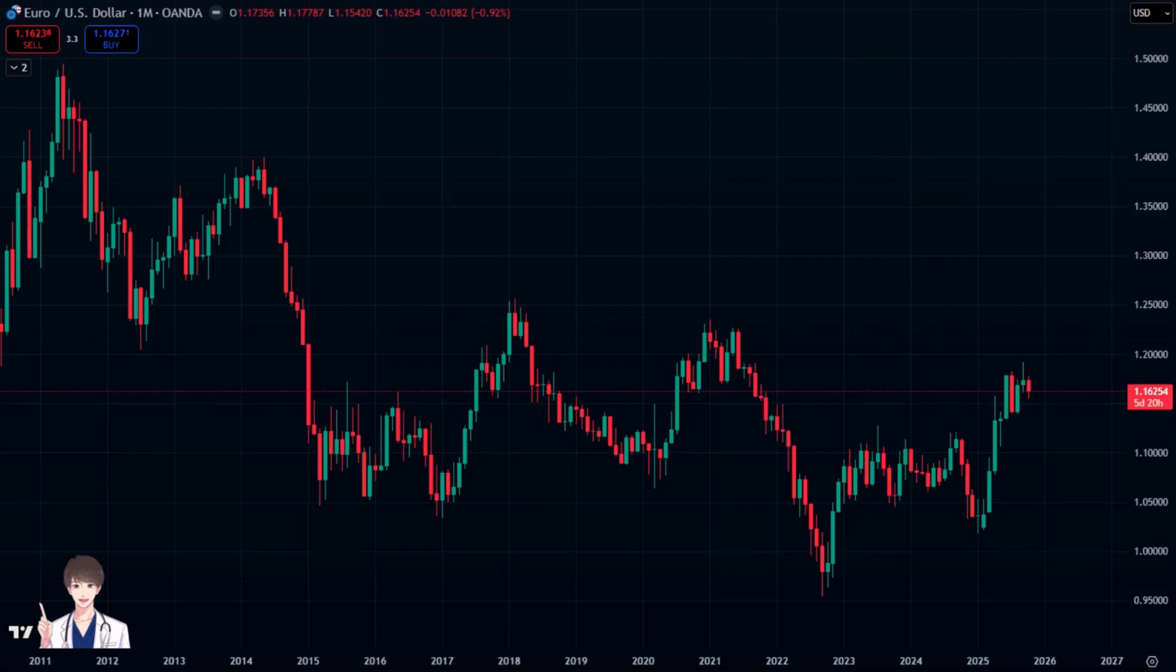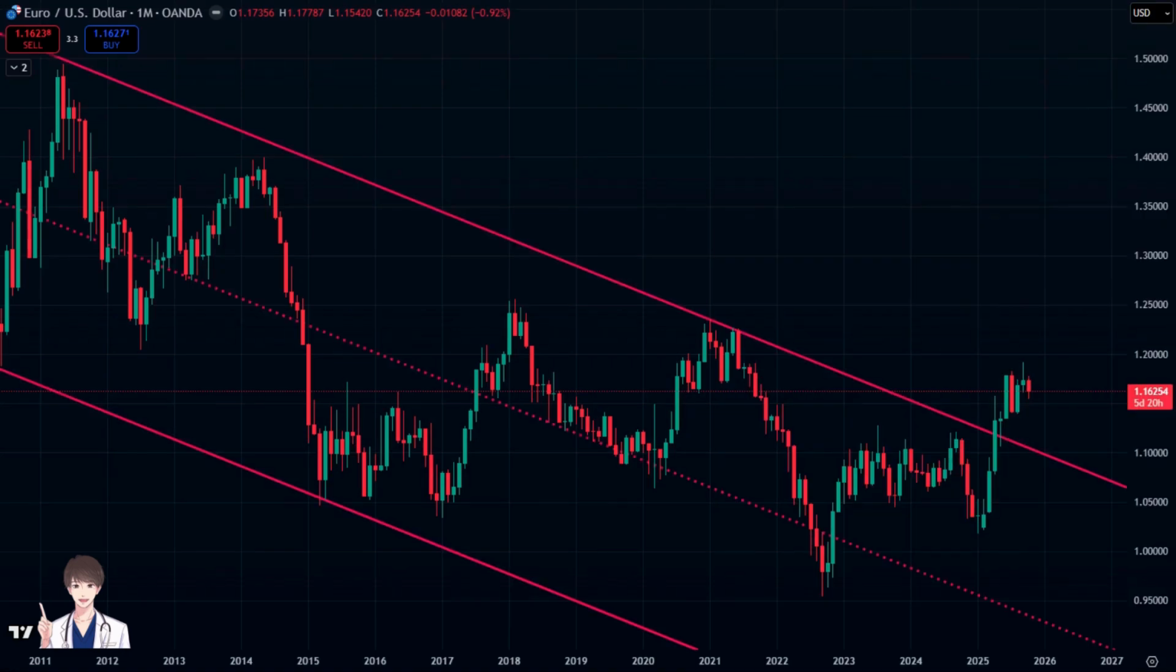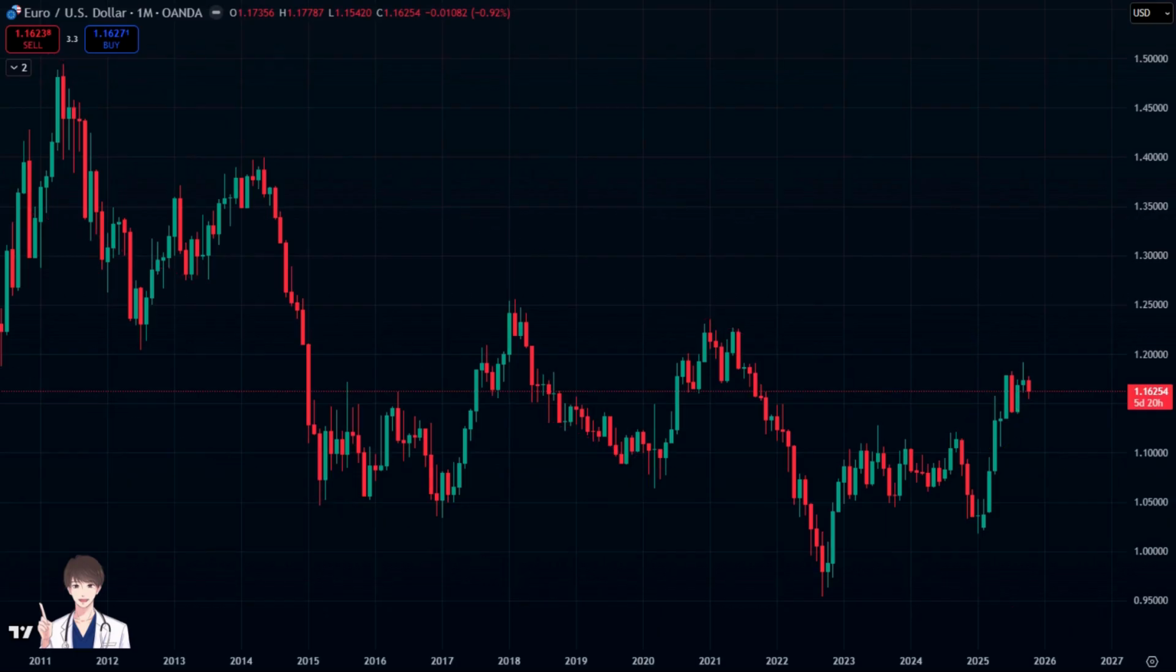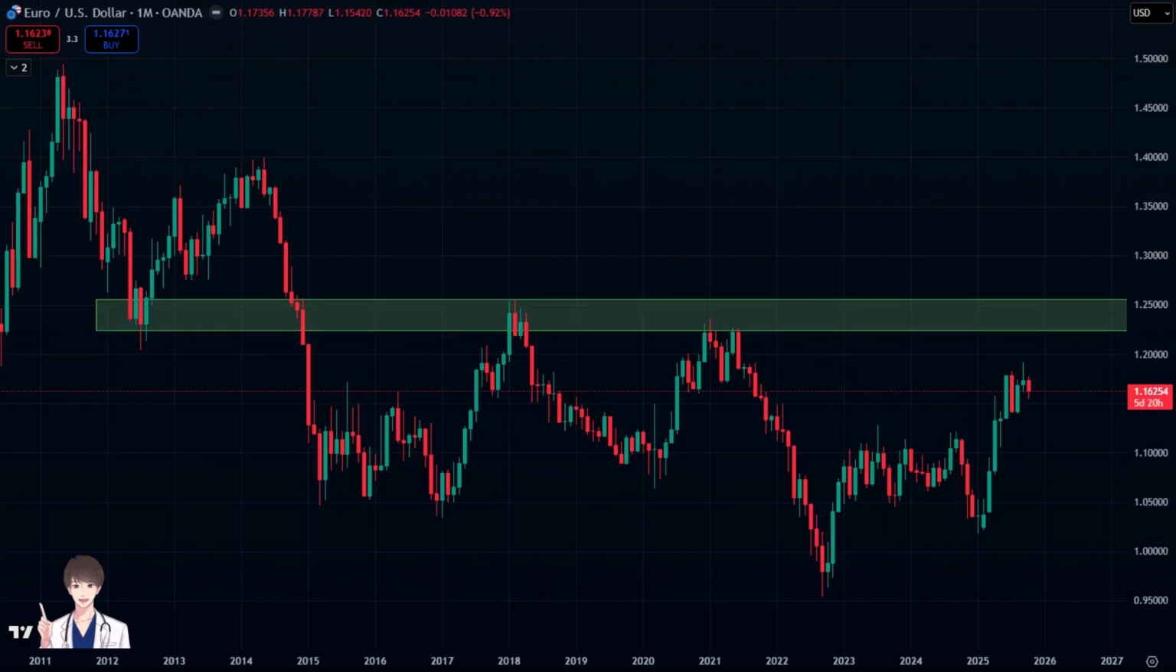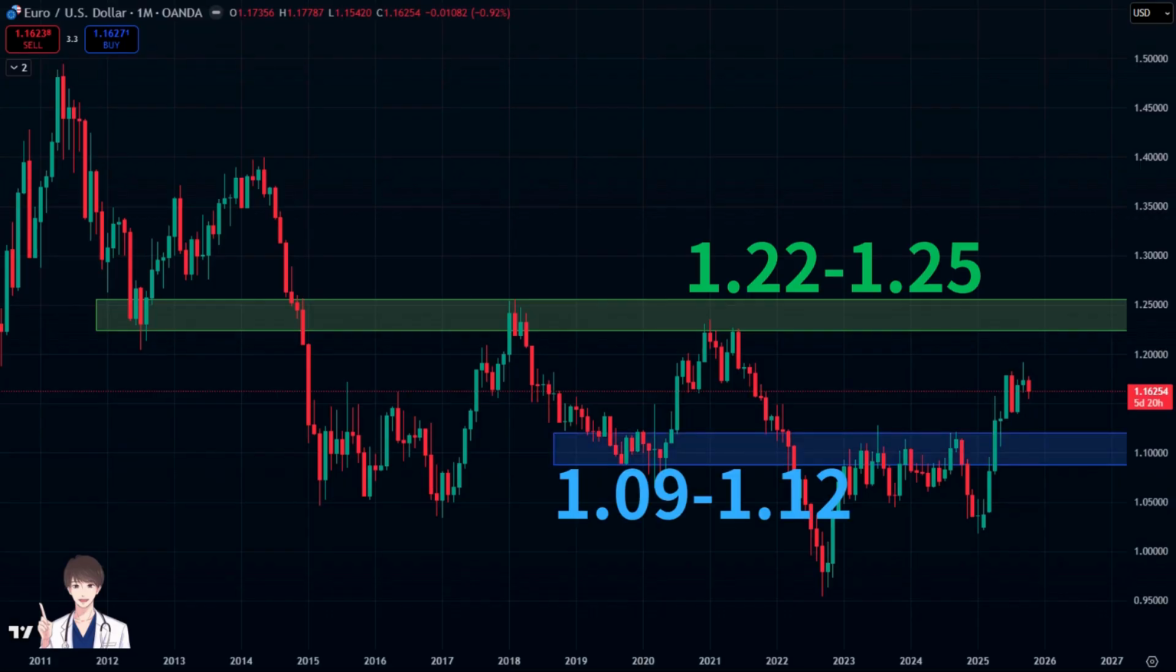Next, let's move to the monthly chart. Here too, the downtrend seen on the quarterly chart has been broken to the upside. On this time frame, the notable high is the green zone around 1.22 to 1.25. And the notable low is the blue zone around 1.09 to 1.12. I consider the market to be range-bound, or trendless, within this zone. If price clearly breaks out of either side, I will expect the start of a new trend.